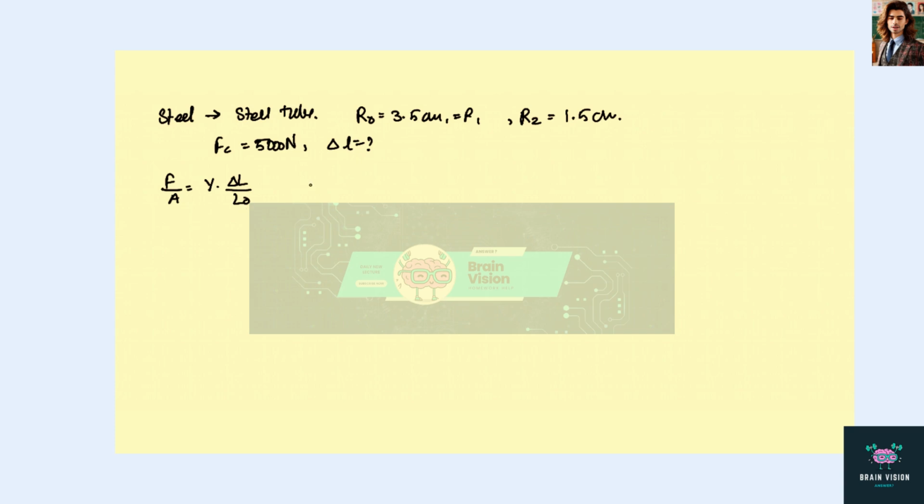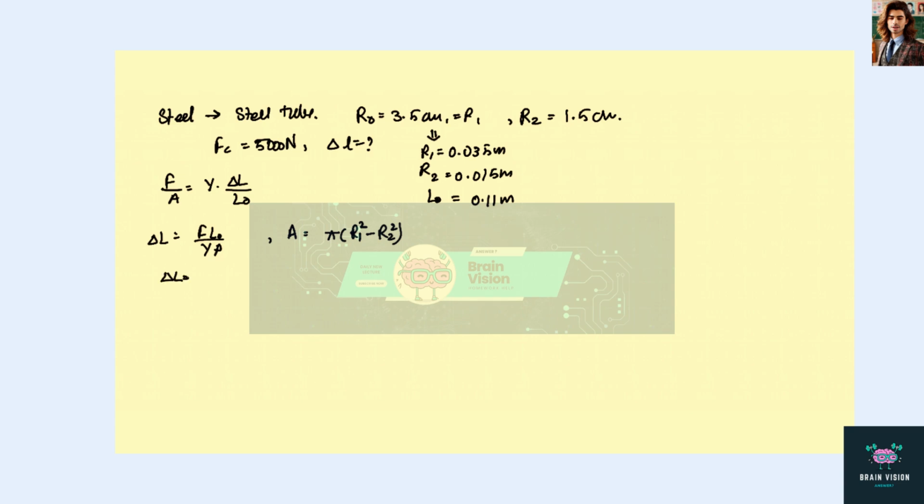Finding here the value for R1 in meters is 0.035 and R2 is 0.015 meter. The original length L naught is equal to 11 centimeters, which is 0.11 meter. Now finding the del L value, which is equal to F L naught by YA. Here area is equal to pi times R1 square minus R2 square.